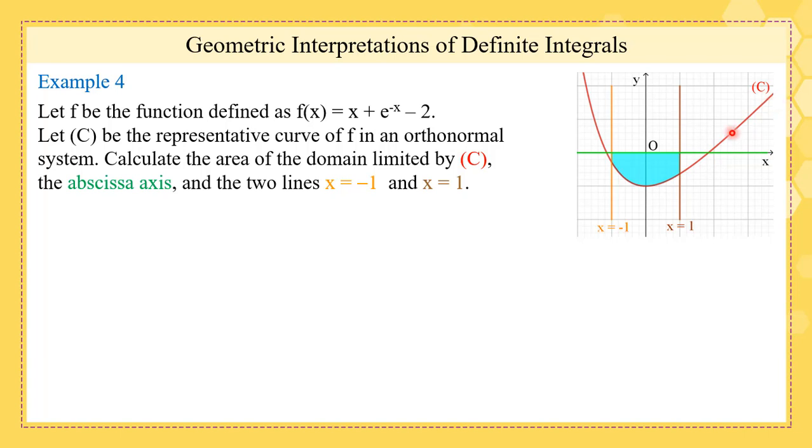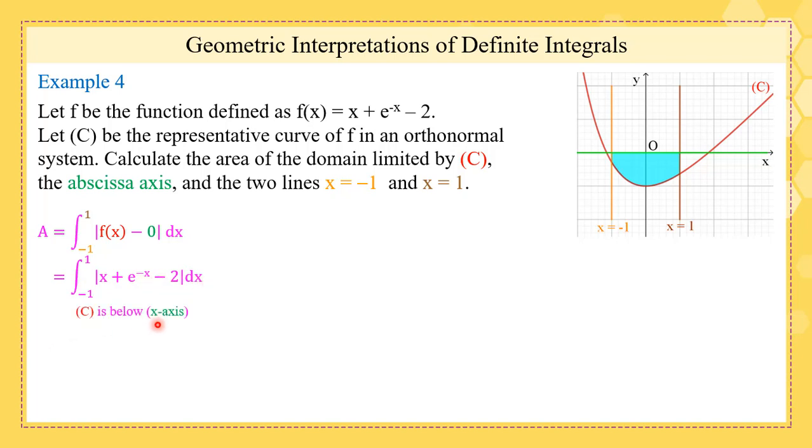This is the curve c, the abscissa axis, the first line x equal minus 1, the second line x equal 1. The area A equal integral from minus 1 to 1 of the absolute value of f of x minus 0, the equation of the x-axis, equal integral from minus 1 to 1 of the absolute value of x plus e minus x minus 2 dx.